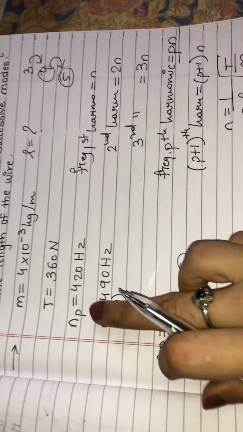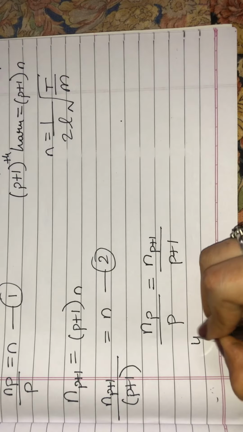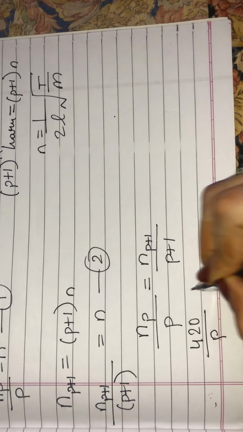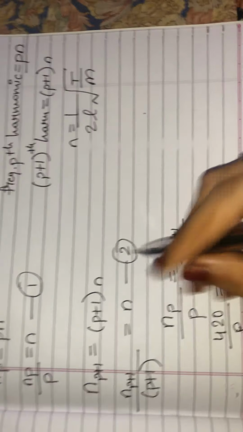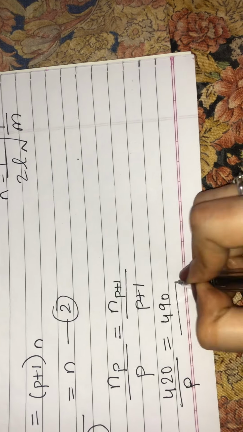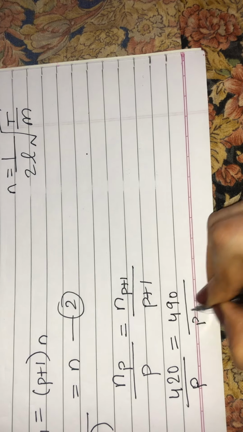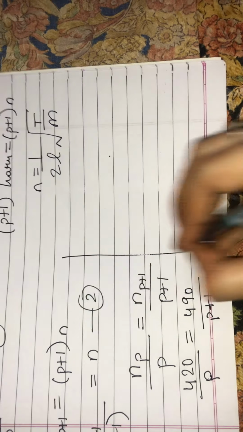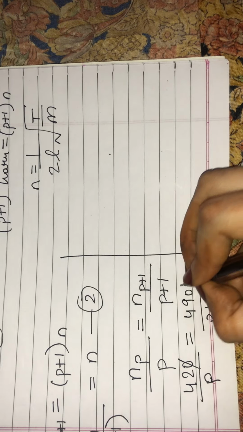Now what is n_p given to us? It is 420. I don't know what p is. What is n_(p+1) given to us? 490. So here I have substituted 490 and p plus 1 as it is. After that, from here the 0 and 0 get cancelled.